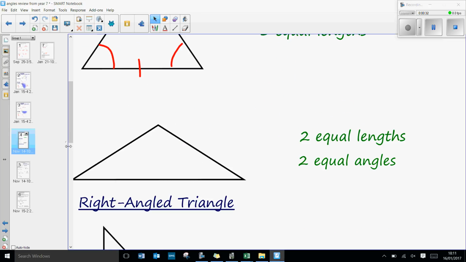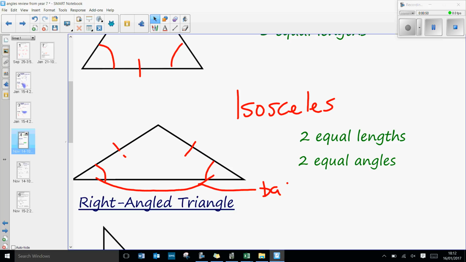With two equal lengths and two equal angles, it is known as an isosceles triangle. Now, these two angles here, so the equal ones, are known as the base angles.